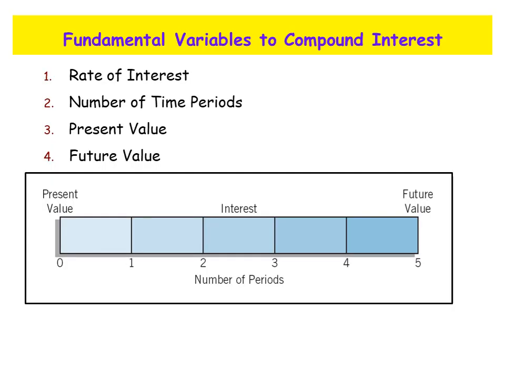Then the next fundamental variable to compound interest. To calculate the compound interest, we have to know the rate of interest, number of time periods, present value, and future value. The present value is what you see at time 0. Interest rates and number of periods are given, and the future value is at the end of 5 years.